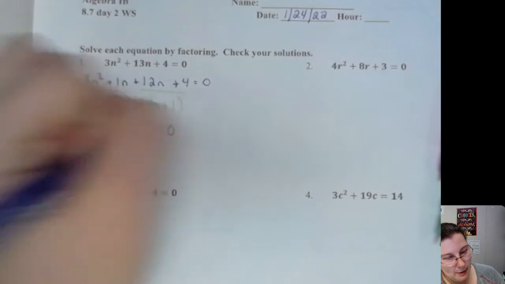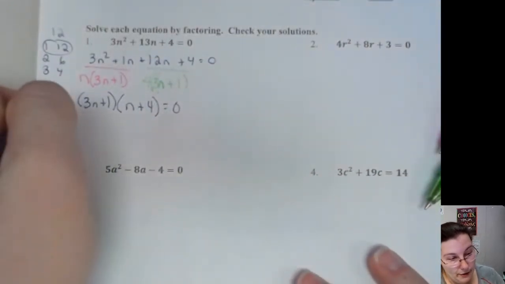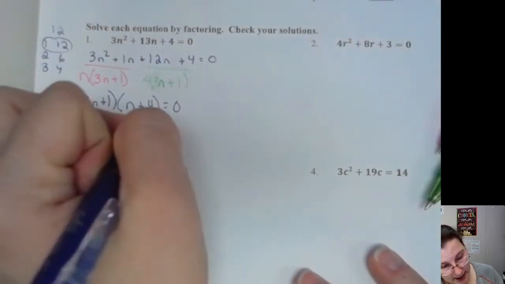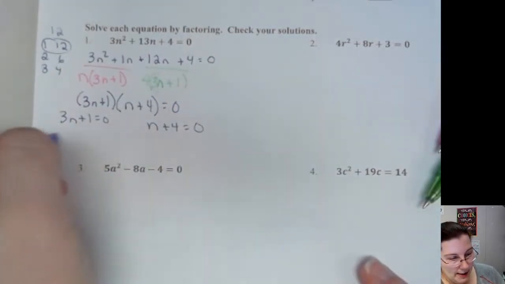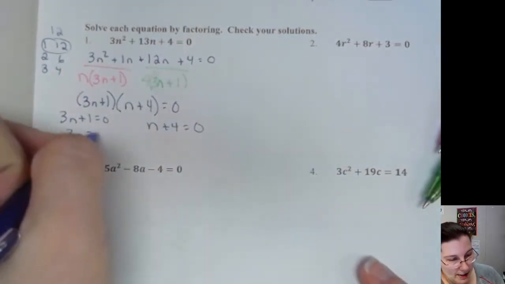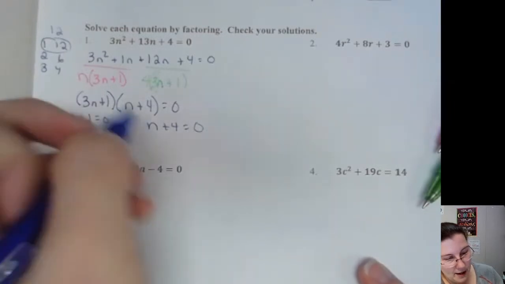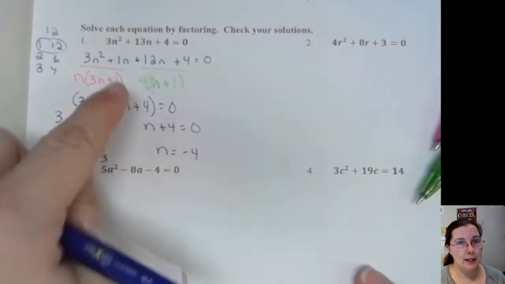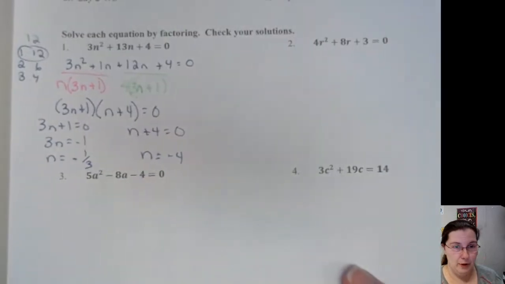And remember, this is equal to 0. So now I'm going to break these apart and solve. So I'm going to have 3n plus 1 equals 0, and n plus 4 equals 0. On this one, it's going to be 3n equals negative 1, which is going to give us n equals negative 1/3. And on this one, we're going to end up with n equals negative 4. I'm not going to work through the steps on solving those equations because at this point in the year, you guys should be able to do that with no problem.